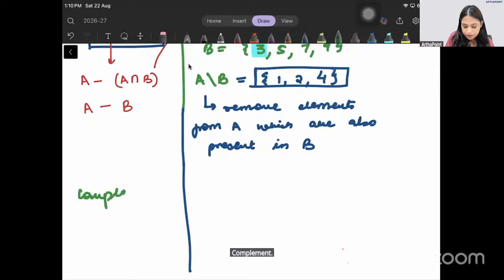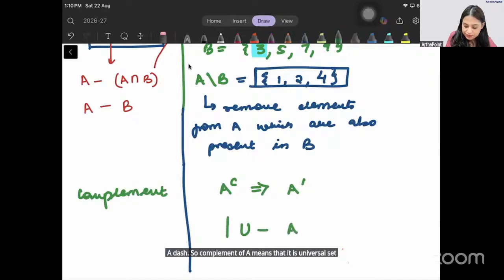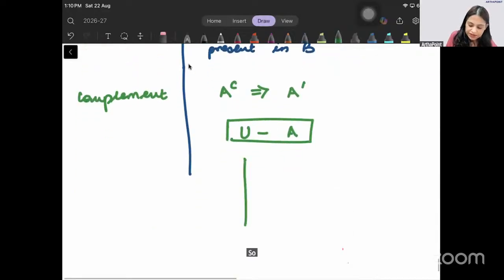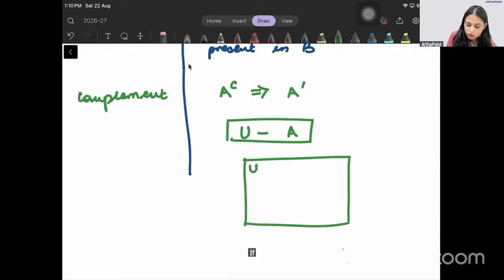Complement. Complement of A means it is also represented like this, A dash. So complement of A means that it is universal set minus A. So we can represent it like this. If this is my universal set and this is A, then this part. Right? इसको हम ऐसे भी लिख सकते हैं.